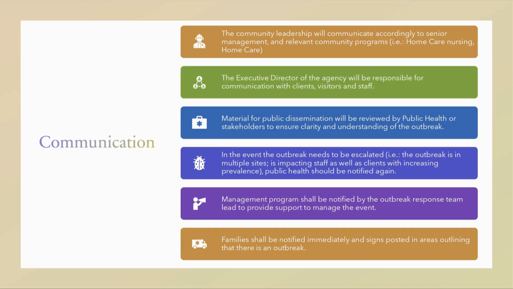In the event of an outbreak that needs to be escalated, where the outbreak is in multiple sites and is impacting staff as well as clients with increasing prevalence, public health should be notified again. So if we run into a situation, well, hey, I called public health already. They said they didn't want to know anything. But you know what? Things are getting a little out of hand. Instead of 5, I now have 15 or 20 of my staff members out. I can't operate anymore, and pretty much all of my clients are really ill. We had 5 or 6 of them in hospital.